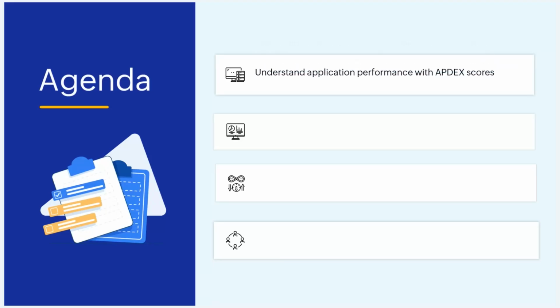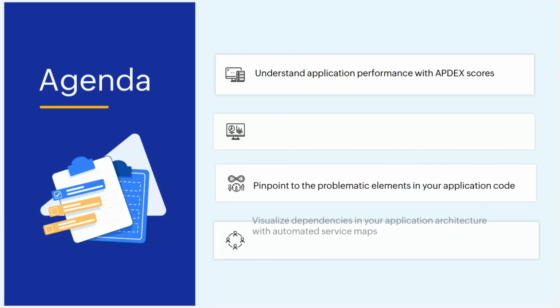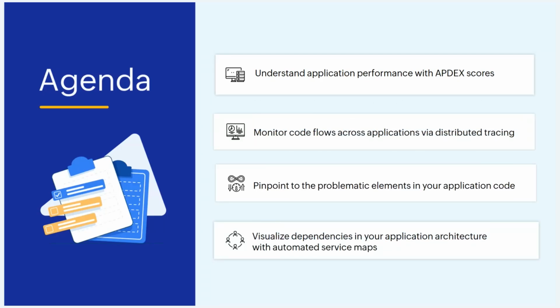So let's jump into today's agenda. We are going to cover four parts overall. In the first part, we will discuss and understand application performance with APDEX score. In the second part, we will explore how you can monitor code flows across your applications via distributed tracing. In the third part, we will look at how you can directly pinpoint the problematic elements in your application code. Lastly, we will visualize the dependencies in your application architecture with the help of the automated service map feature available.